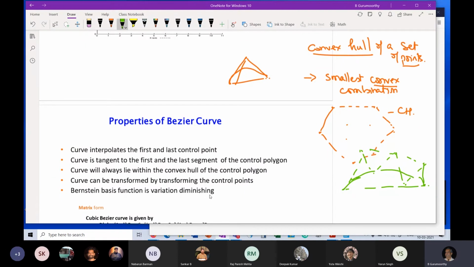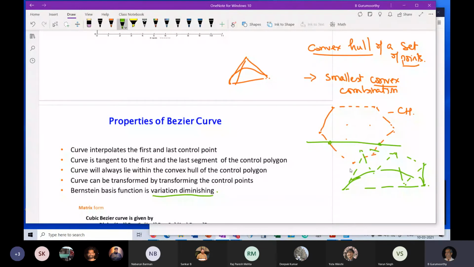I'll come back to this after talking about the last one here, which is the variation diminishing property. What we mean by variation diminishing, again, there is a mathematical definition which says that if my control polygon, which is these input points, intersects a line, say 2 times, then what this property says is that the curve corresponding to these control points cannot intersect this line more than 2 times. I mean, at worst, it will be 2, and at best, it might be much less than 2.